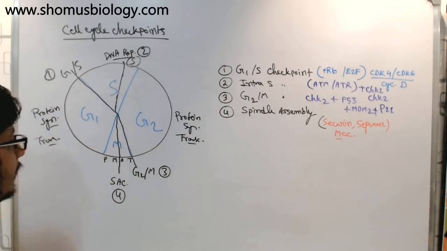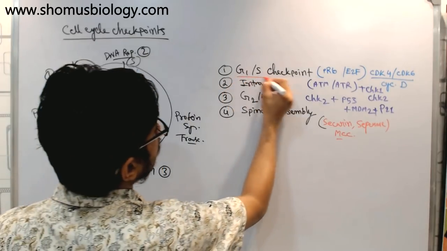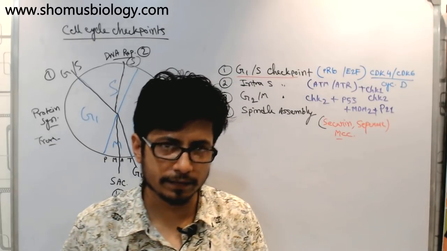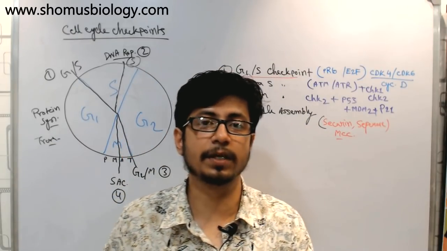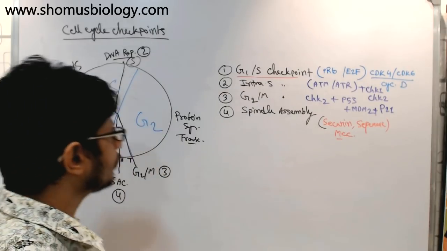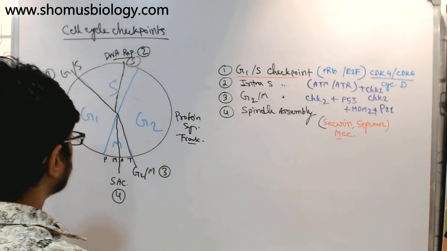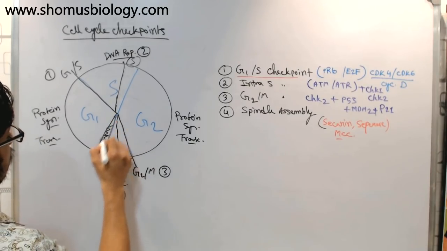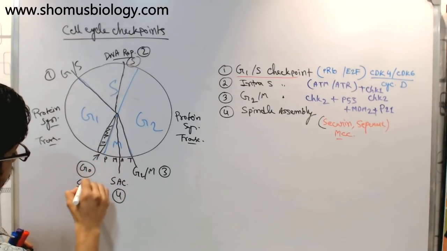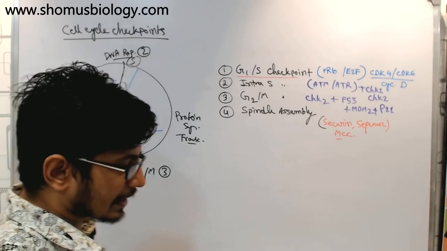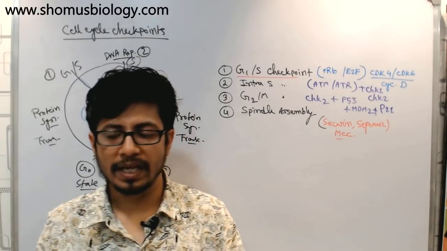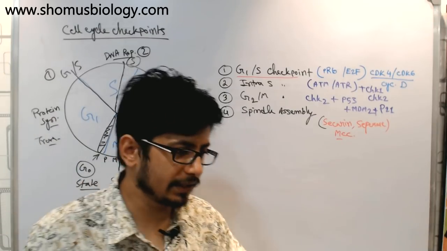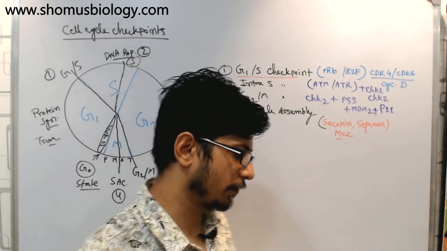And remember, as I said earlier, even before the start of the cell cycle, the G1/S checkpoint is very important. Why? Because if the first checkpoint finds any problem, the cell is kept in the G0 state, which is known as a regulatory stage. In the G0 state, the cell will not divide. The cell may remain in G0 for a long period of time. Some cells stay in G0 throughout their life, like the nerve cells of our body.